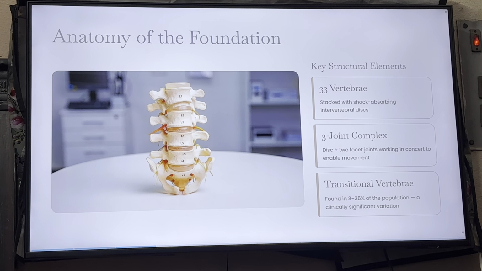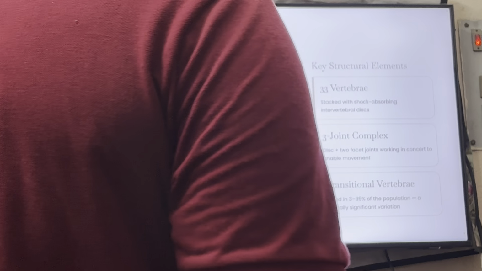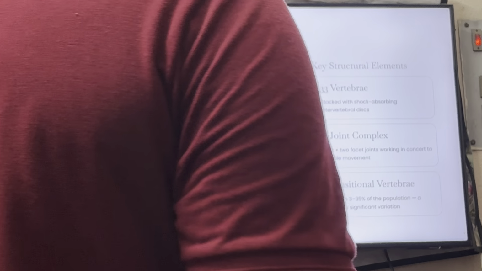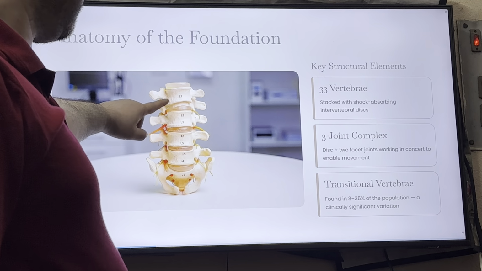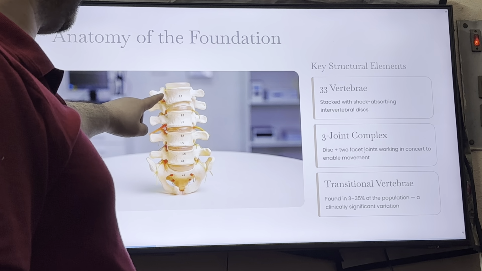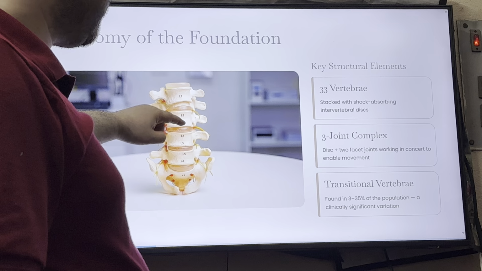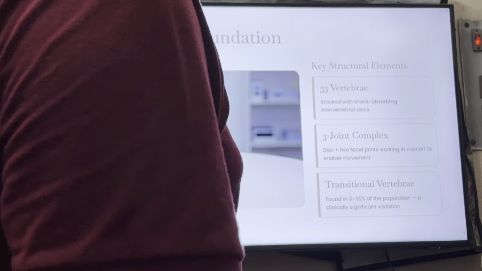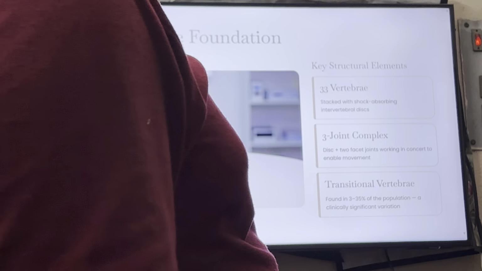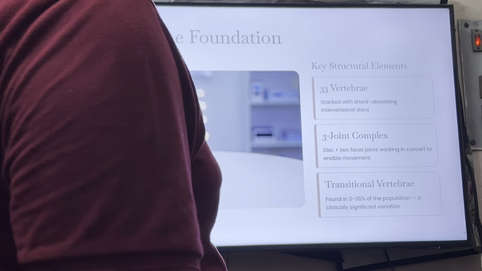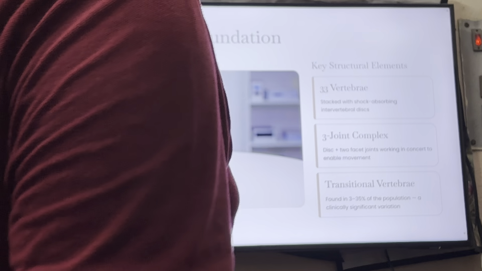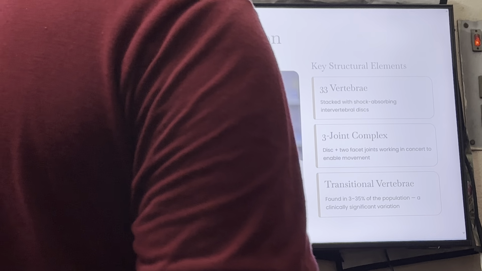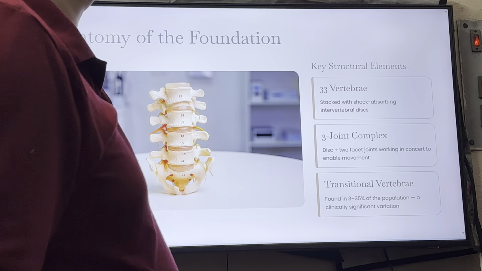The anatomy of the foundation. The key structural elements: 33 vertebra, stacked with shock-absorbing intervertebral discs. These vertebra stack one above another, with an intervertebral disc in between them. The three-joint complex, the disc plus two facet joints, works in concert to enable movement like flexion, extension and rotation. Transitional vertebra are found in 3 to 35% of the population, a clinically significant variation.